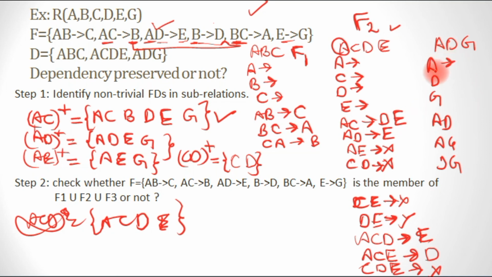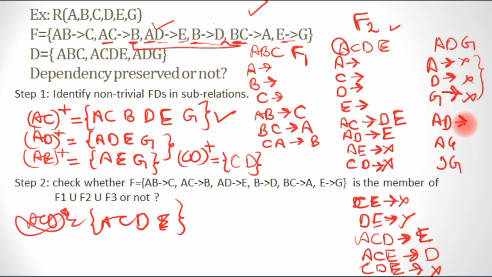So see, in this, check whether A determines D or G. A determines D or G. No. D determines A or G. D determines A or G. No. G determines A or D. No. So with these attributes we have no functional dependencies.